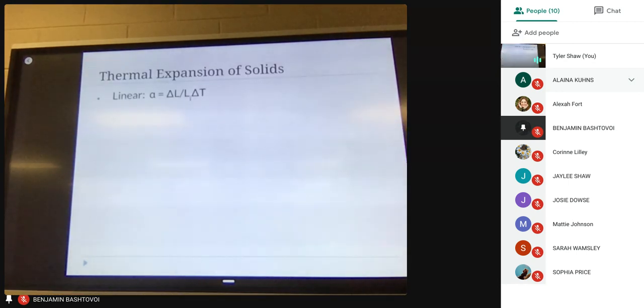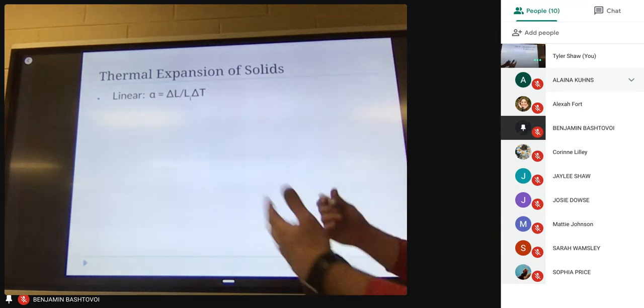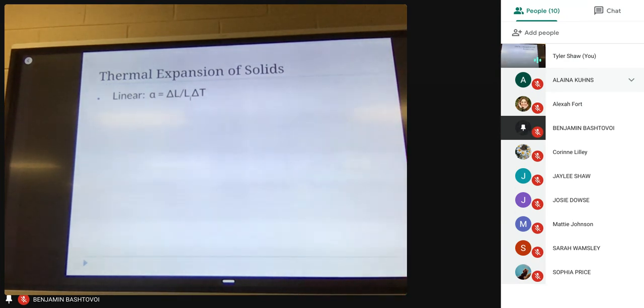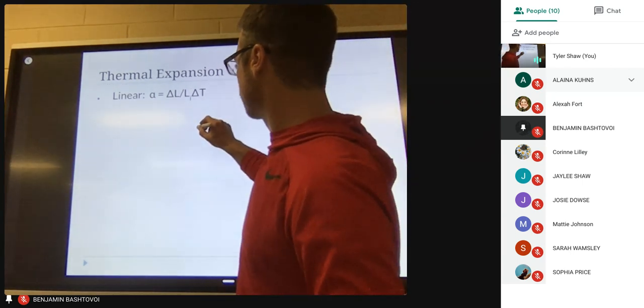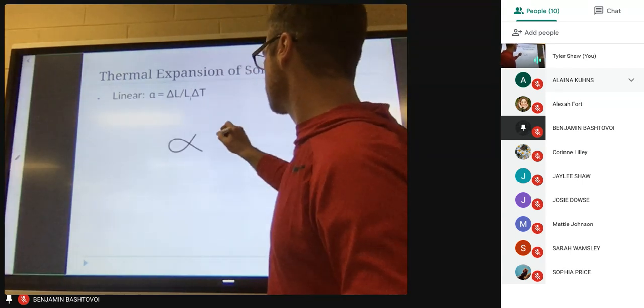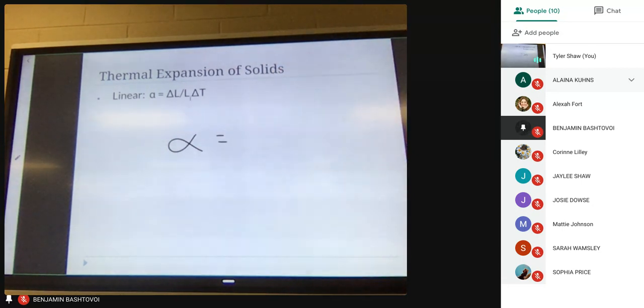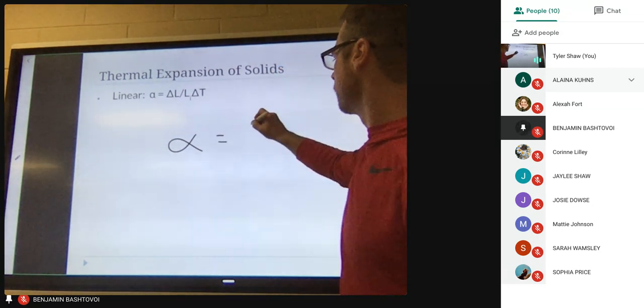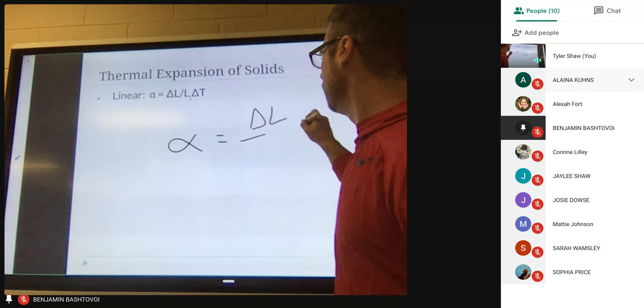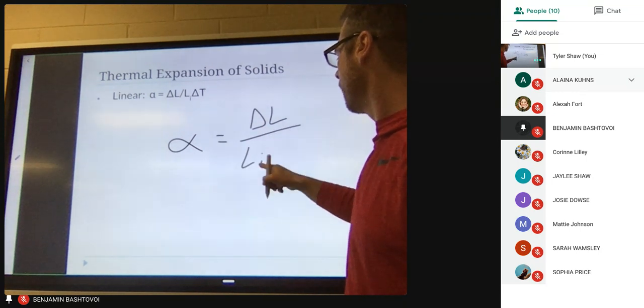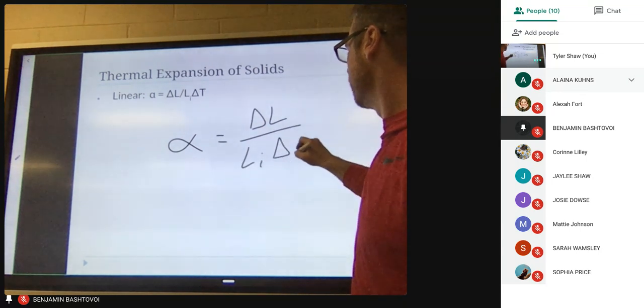So for linear, I'm going to rewrite this because typing fractions on a board is a little bit weird. I'm going to go ahead and rewrite this for you so you can make sure you have that. Yep, that's a Jesus fish. That's equal to delta L over Li delta T.